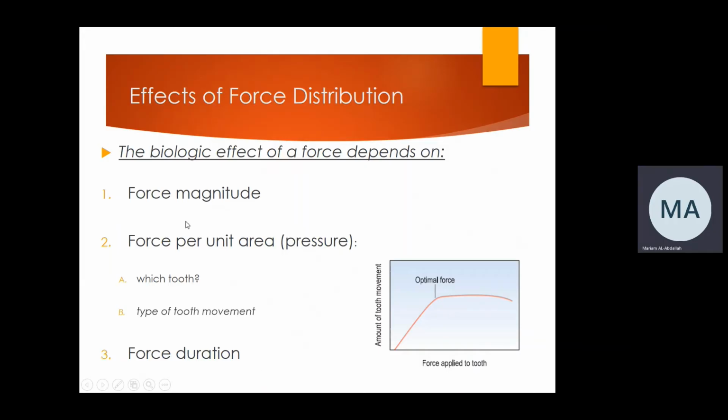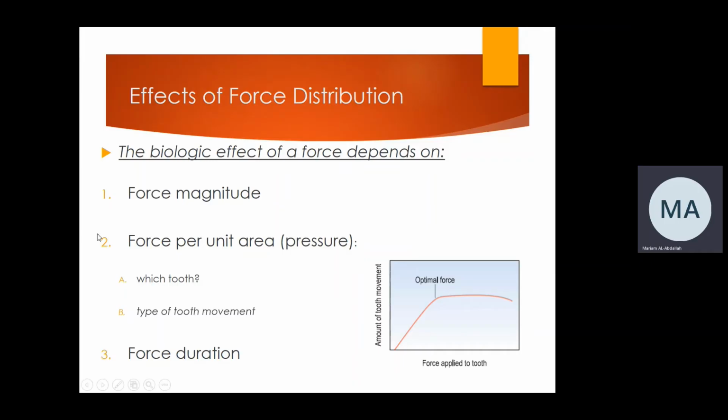Okay? Now, the force per unit area for a tooth, when we apply the force, usually is distributed along the root surface area that is embedded in bone. So our produced pressure is dependent on the root surface area, which means that it depends on which tooth we're moving. Is it a single rooted tooth or is it a multi-rooted tooth? Because the number of roots and root surface area will affect the amount of pressure at the end after you apply a force.